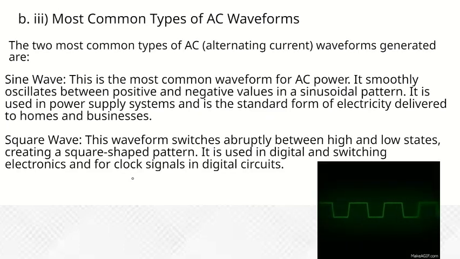The other one is a square wave. Now, this waveform switches abruptly between high and low states, creating a square-shaped pattern, and it is used in digital and switching electronics and for clock signals in digital circuits.